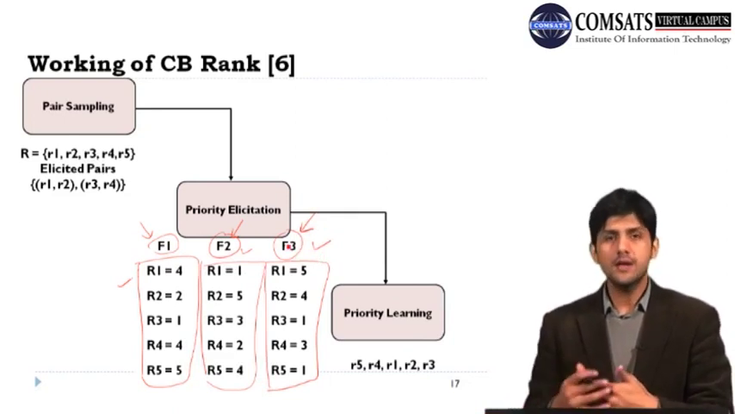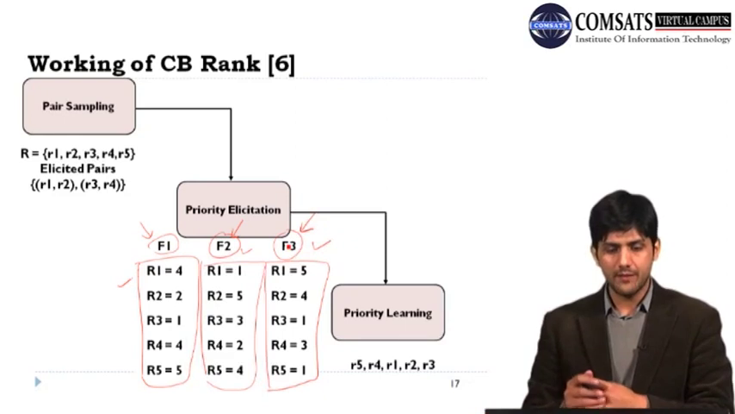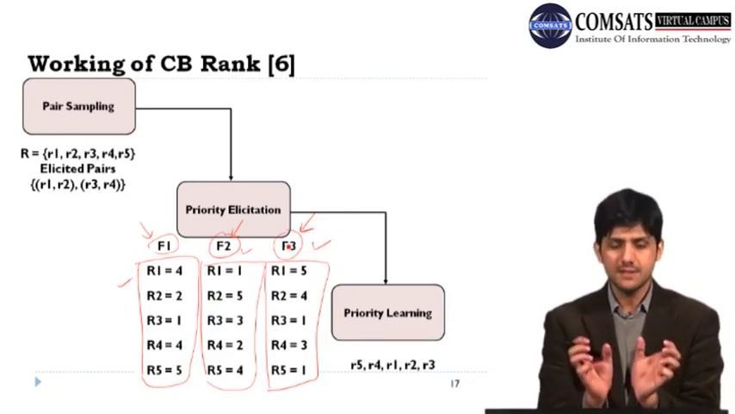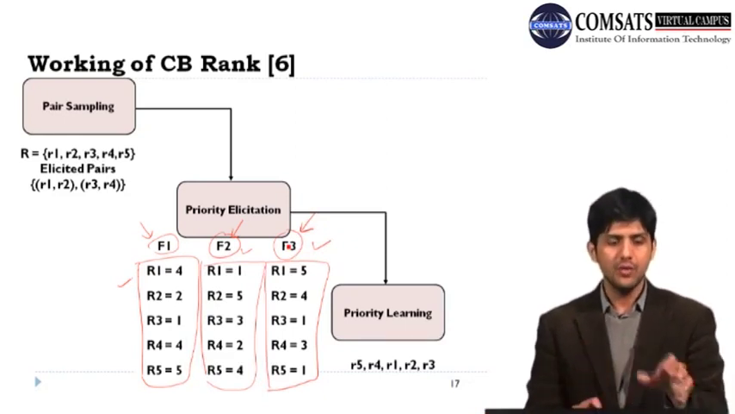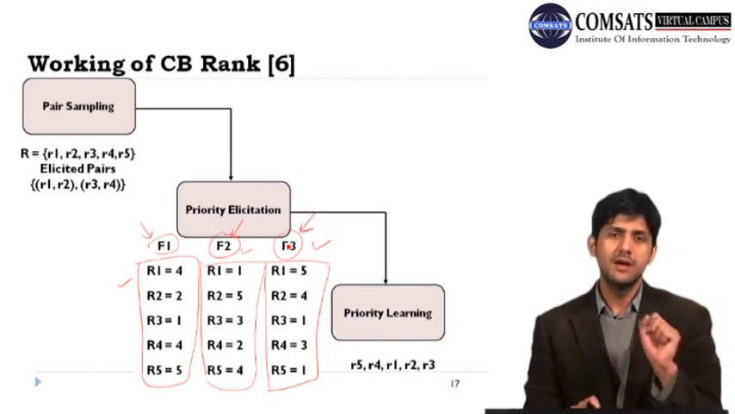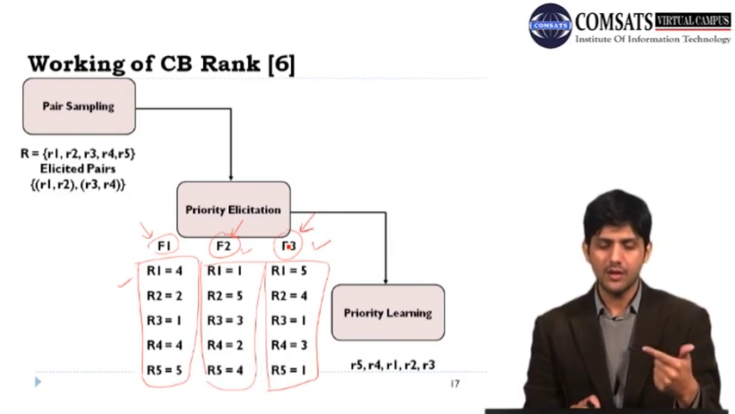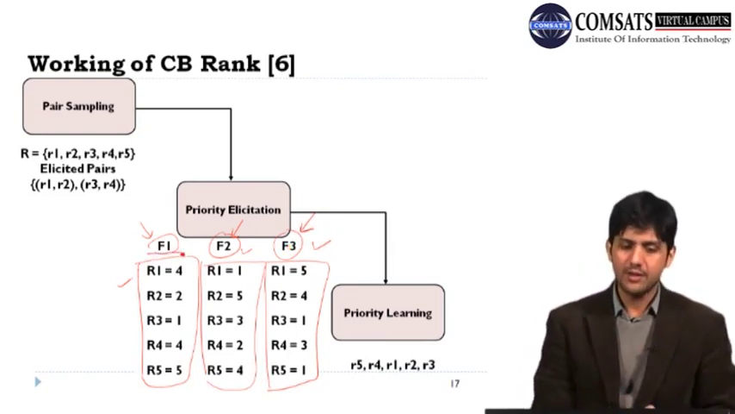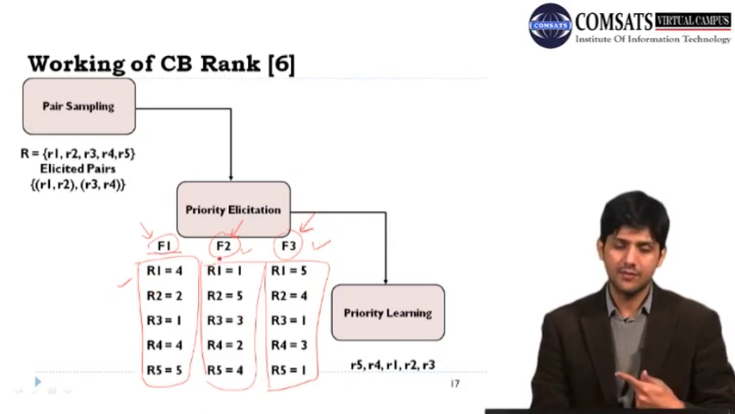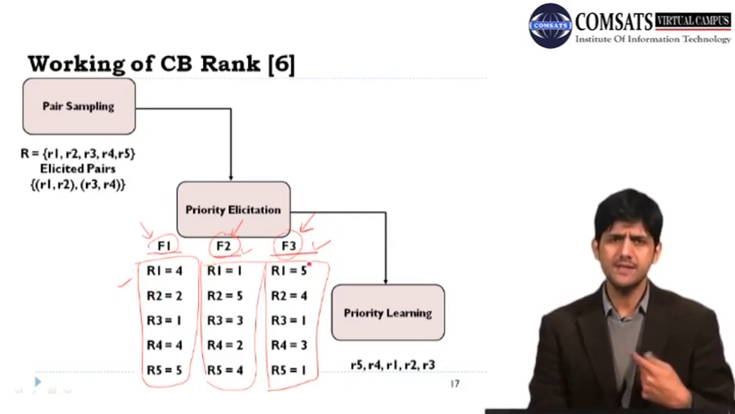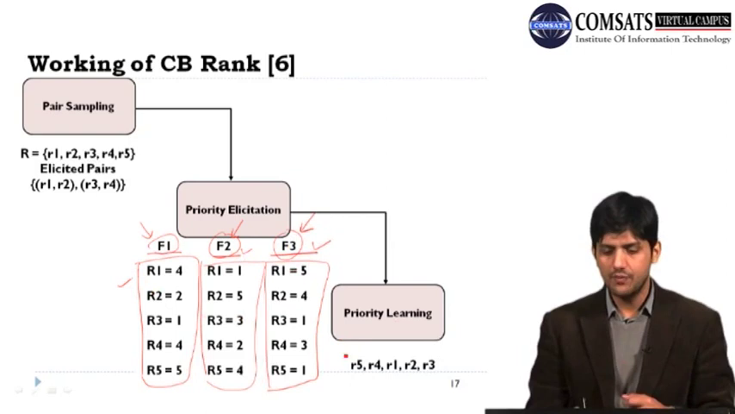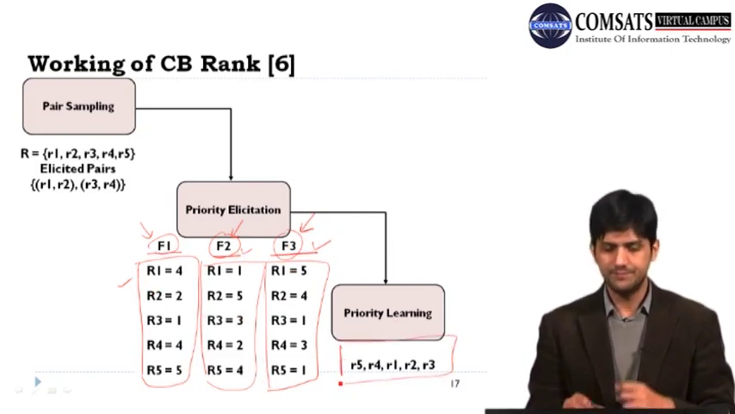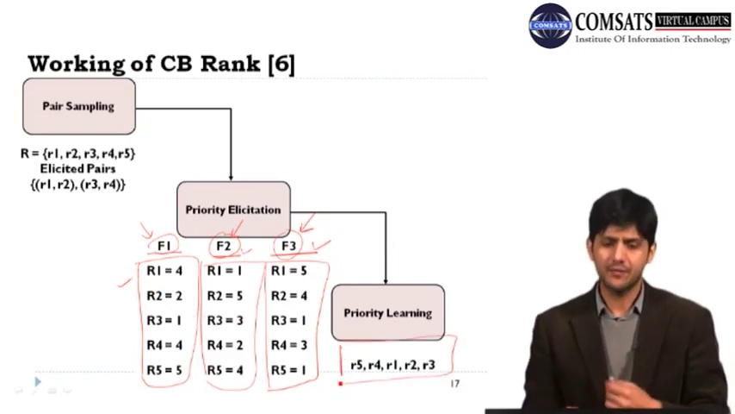And priority learning is about that we now have this priority elicitation, and we know that there were some pairs for which we were not sure of their prioritization order. Now we are going to apply this priority learning, and then different weights are given to different stakeholders' rankings as well. We come to a conclusion of what would be the final rank of requirements.